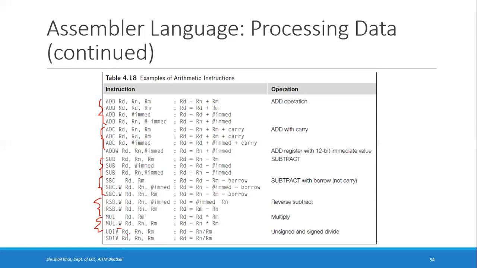Here, RD, Rn, Rm: Rn divided by Rm is performed, and then the result is stored in RD. The result will have two parts, quotient and remainder, and they will be stored in RD. That way we have the different arithmetic instructions.